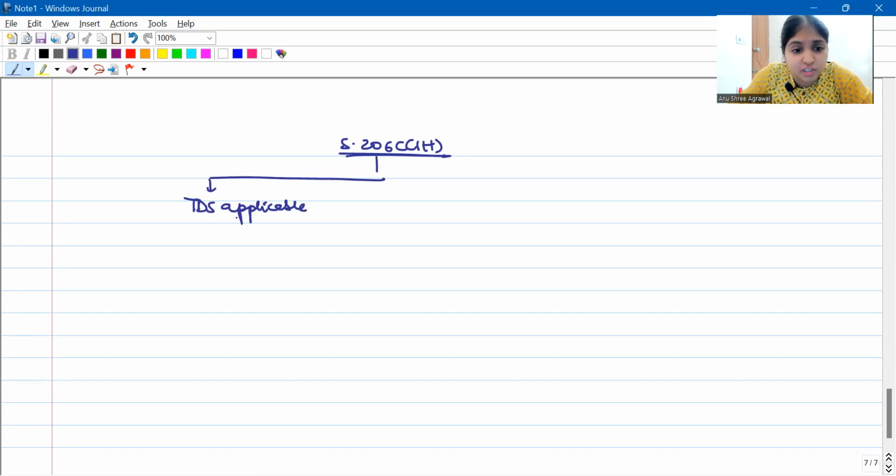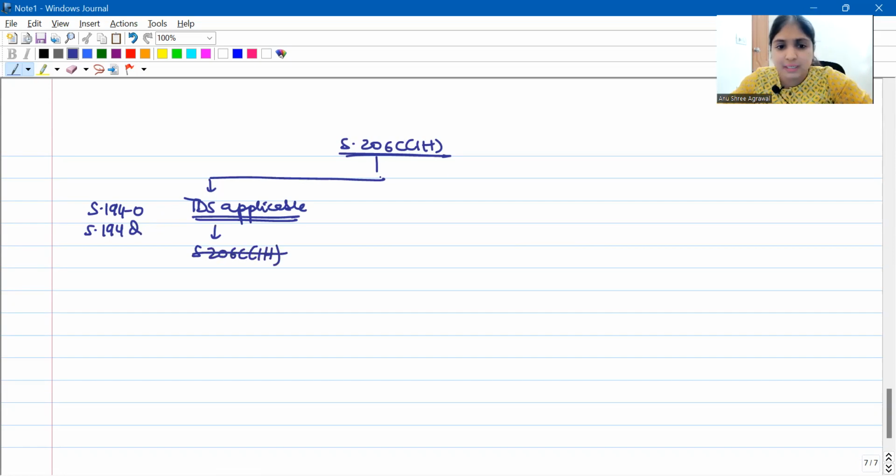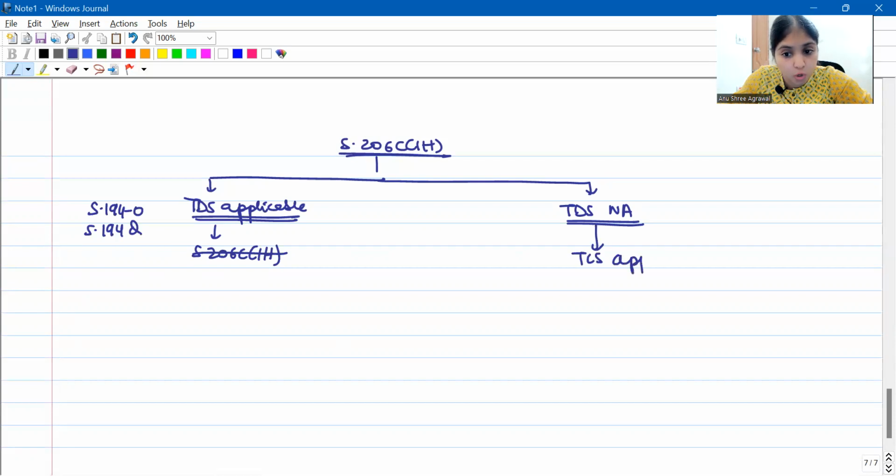206C1H is also for goods, right? You're collecting tax on sale of goods. For TDS on goods, you have only 2 sections: either 194O or 194Q. So if any other TDS section is applicable, you forget about 206C1H. If any other TDS section is applicable, 206C1H will not apply. But if TDS is not applicable, then you have a ray of hope. You please check if any other TCS is applicable or not.